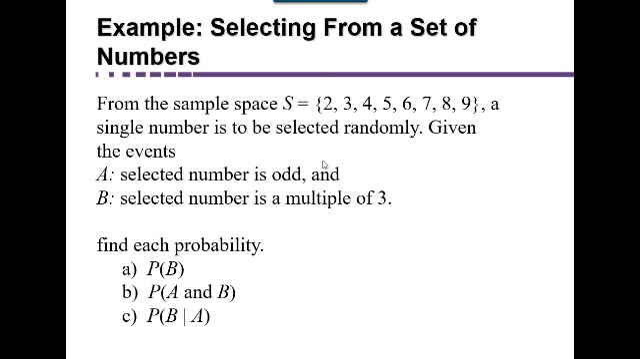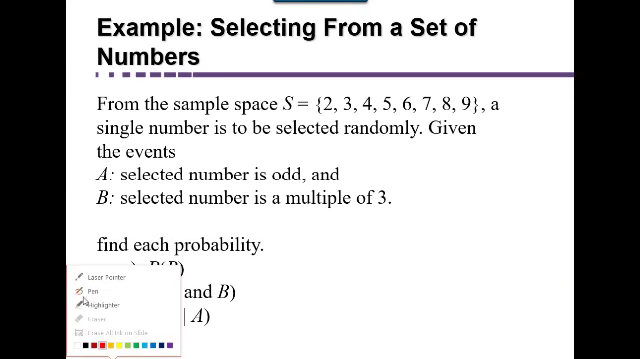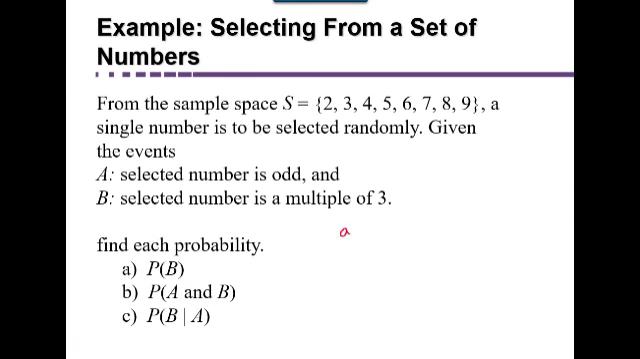Okay, so we have the numbers 2 through 9, and we're going to randomly select a single number. The events that we're interested in analyzing are A is the event that the selected number is odd, and B is the event that the selected number is a multiple of 3. And so let's start by answering part A. What's the probability of B?